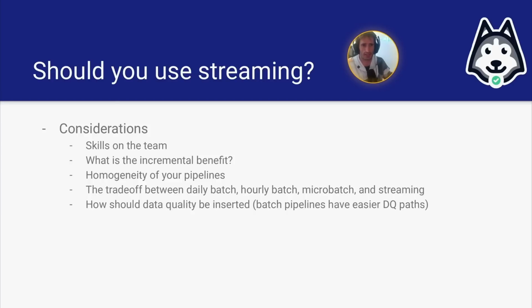So that's another trade-off. It goes in the trade-off bucket, and that's where daily batch is going to have the easier data quality path. So hopefully those are some things you can consider the next time a stakeholder asks you, hey, we need real-time data. These are things you should consider before using Apache Flink.